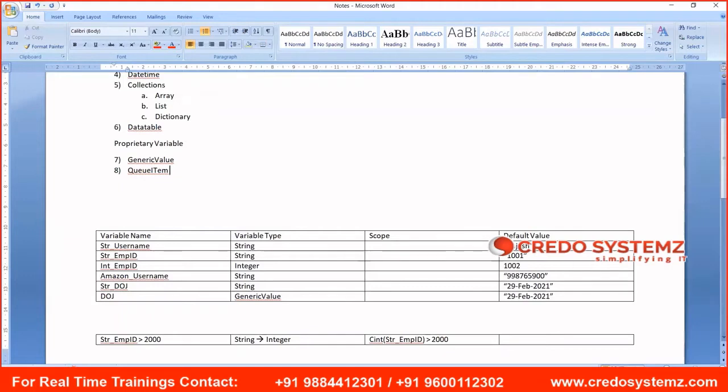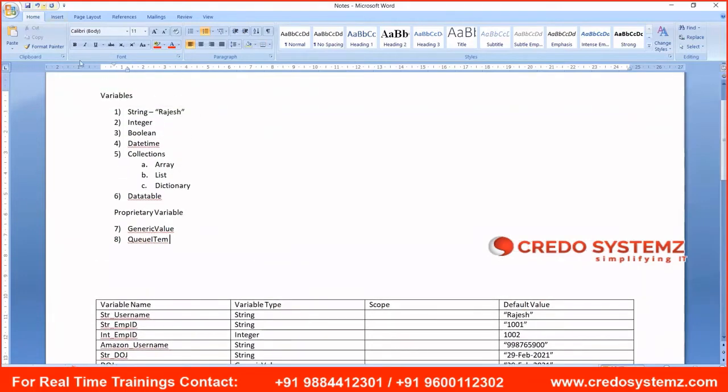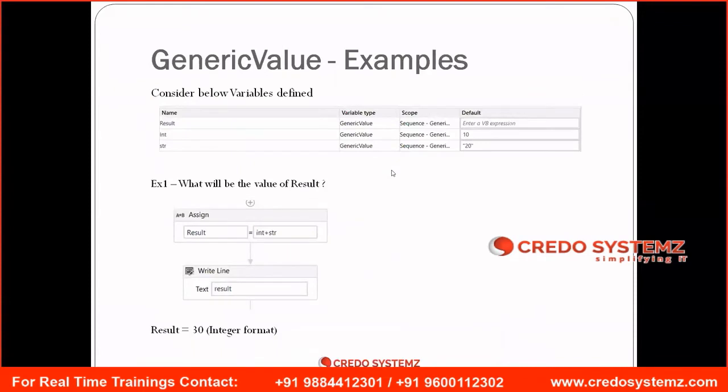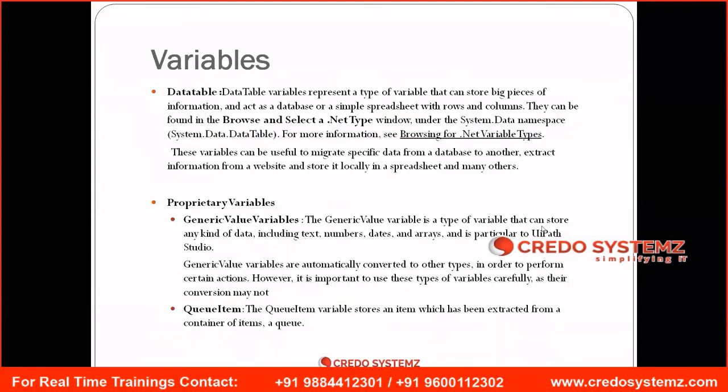So basically you have string, integer, boolean, date time, and under the collections you have array, list, dictionary, data table. Then we have explicit variables for UiPath, which are the proprietary variables: the generic value and the queue item. Generic value avoids variable conversion, so it does the automatic variable conversion all by itself. And queue item is something that is part of your orchestrator queues. A generic value variable is a type of variable that can store any kind of data, including text, numbers, dates, arrays.